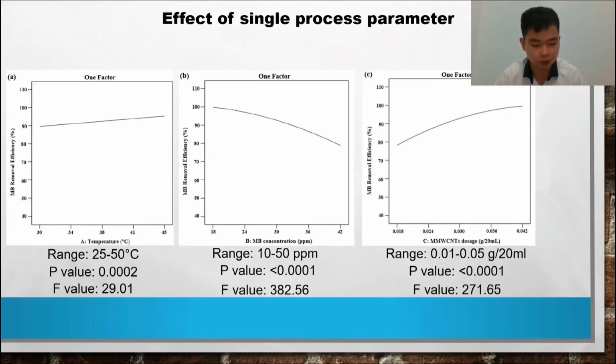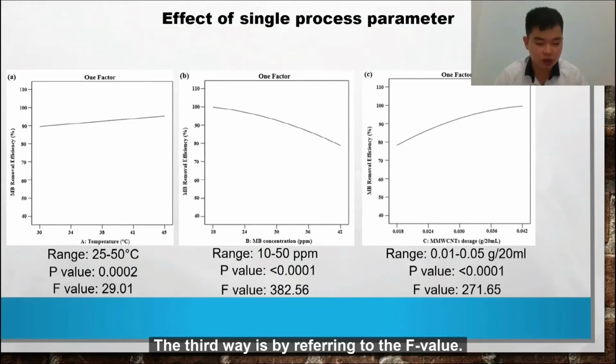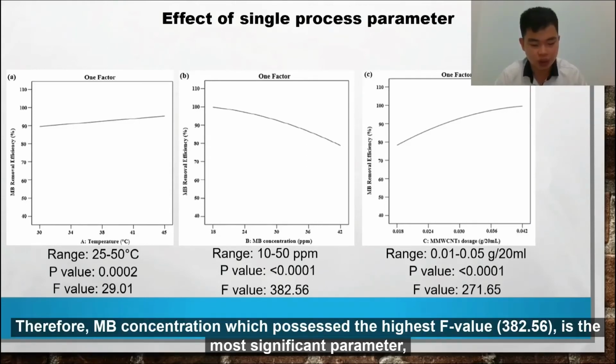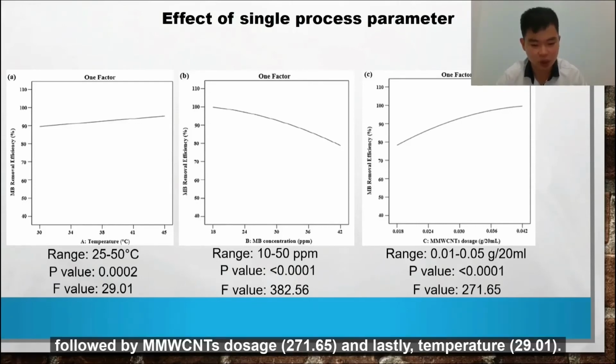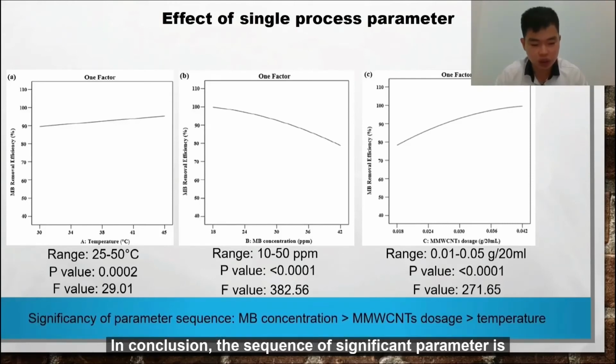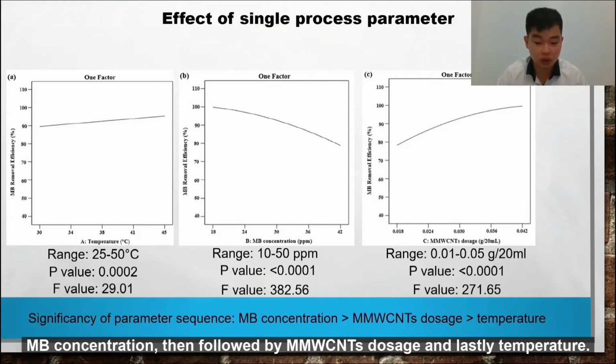The third way is by referring to the f-value. The higher the f-value, the more significant the parameter is. Therefore, methylene blue concentration, which possesses the highest f-value, is the most significant parameter, followed by magnetic multi-wall carbon nanotube dosage, and lastly, temperature. In conclusion, the sequence of significance of the parameters is methylene blue concentration, followed by magnetic multi-wall carbon nanotube dosage, and lastly, temperature.